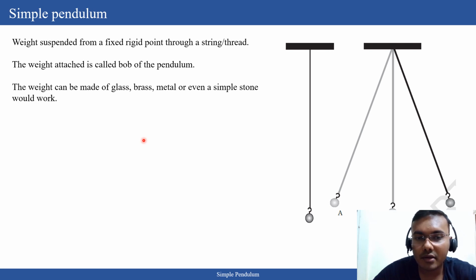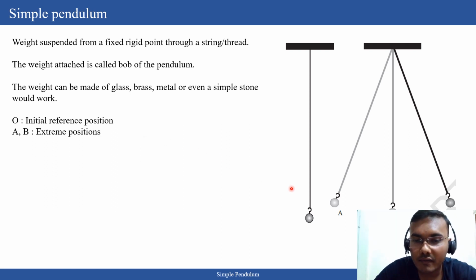So the weight can be made of glass, brass, metal, or even simple stone would work. But better the stone shouldn't be too heavy, and it should be circular, so that it has a nice grip to tie a thread above it.